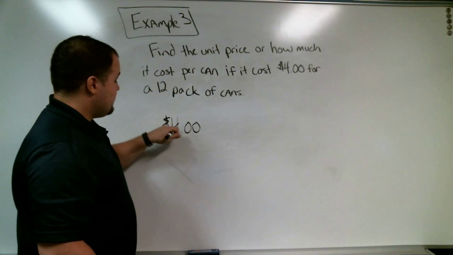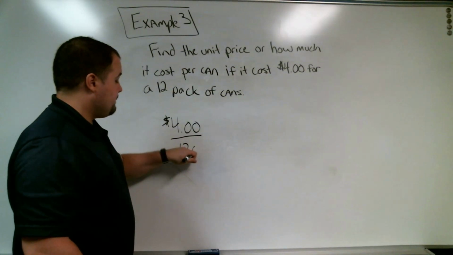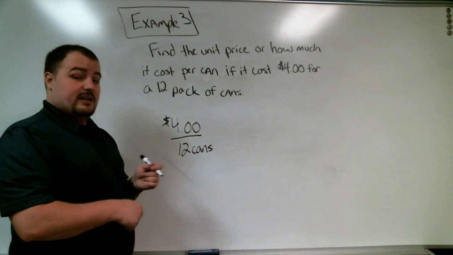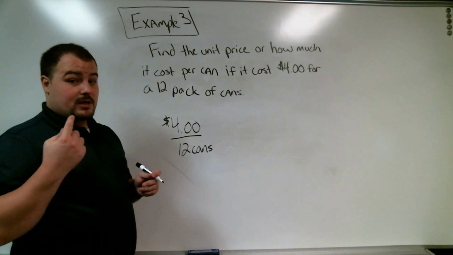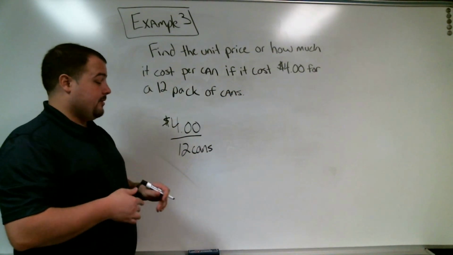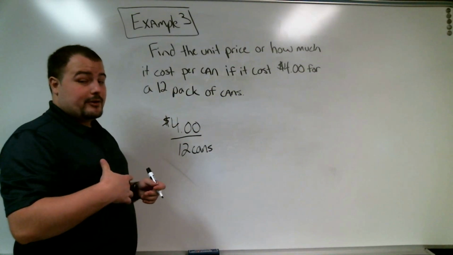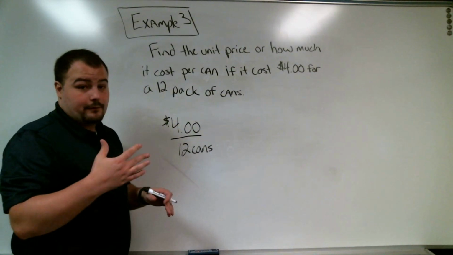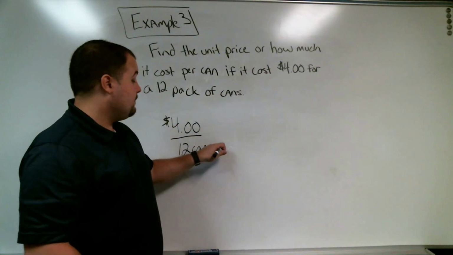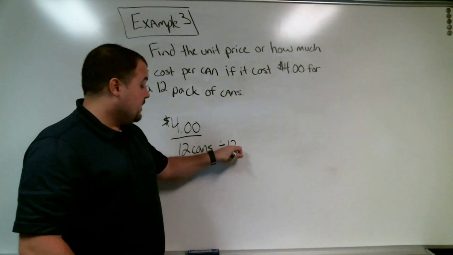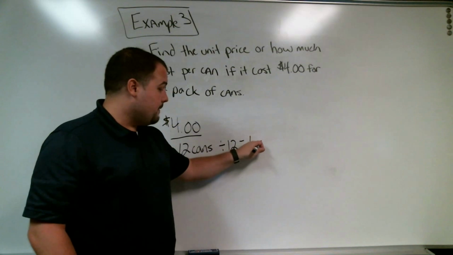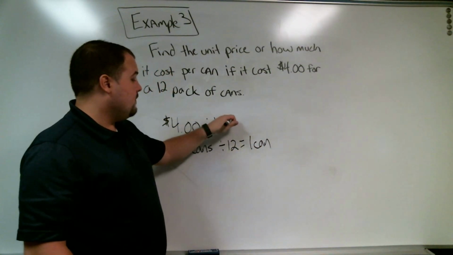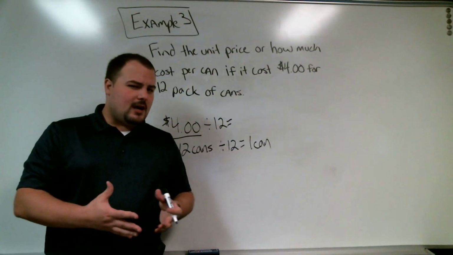So it's $4 for 12 cans. Our job again is to change the 12 so it becomes a 1 on the denominator. Reminder, as we did in the first 2 problems, we're going to divide the top and the bottom by this denominator to change it to unit rate. 12 divided by 12 equals 1.